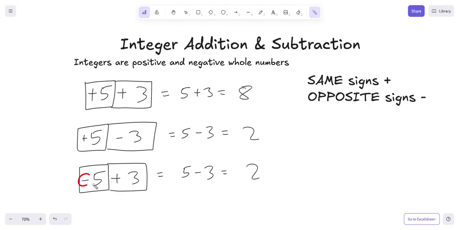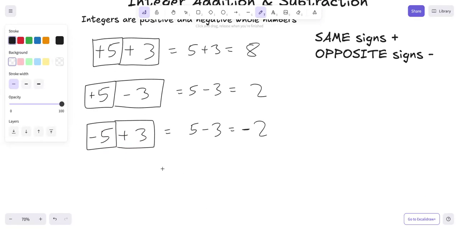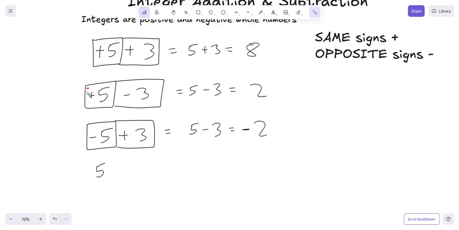And then we look at here, right? Which one is more positive or more negative? The 5 is more negative than the 3 is positive. So if I'm more negative than I am positive, my answer is going to be negative, right? The reverse would have been positive 5 minus 3. Right here, the 5 is more positive than the 3 is negative. So our answer is positive 2.